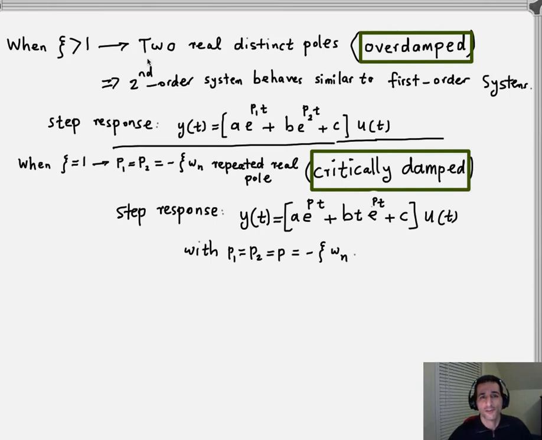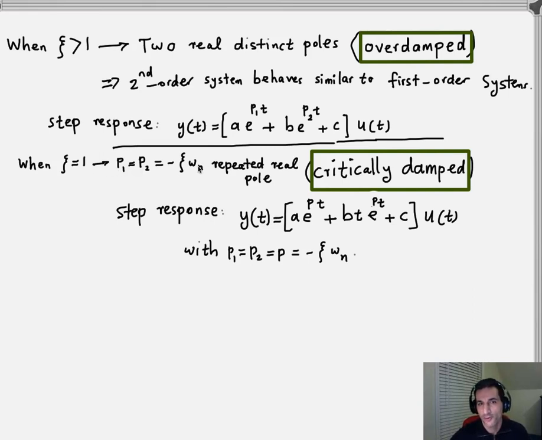So when zeta is greater than 1, I have two real distinct poles. This is called overdamped. In this case, a second order system behaves similar to a first order system, because it's just a combination of two exponential terms. Very simple. The step response is going to look like this. This C is your forced or steady state response, and these two exponential terms, e to the power of p1t and e to the power of p2t, combined form your natural response.